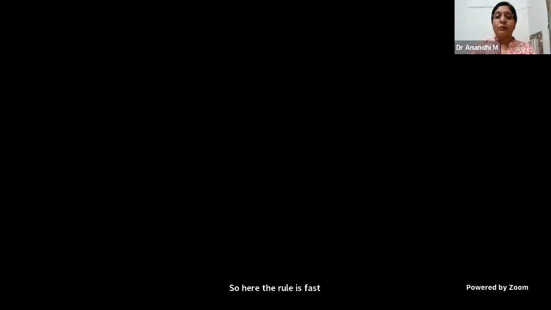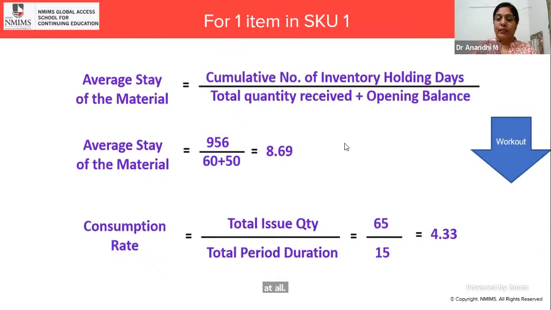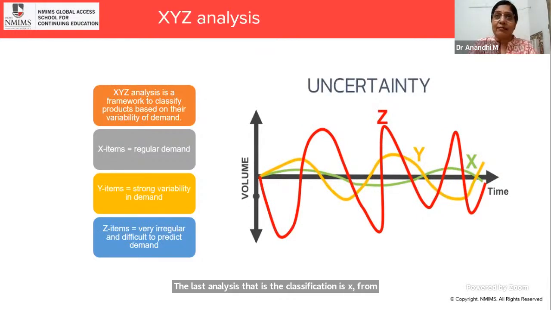So here the rule is: fast moving items, more inventory; slow moving items, moderate inventory; non-moving items, very little or no inventory at all. Okay, fine. The last analysis, that is the classification, is XYZ analysis. From the name, it is understood that X items have regular demand, Y items have strong variability in demand, Z items have very, very irregular demand.